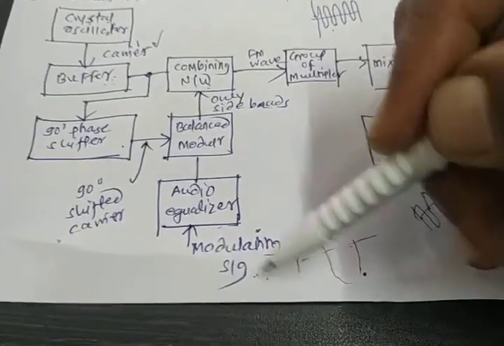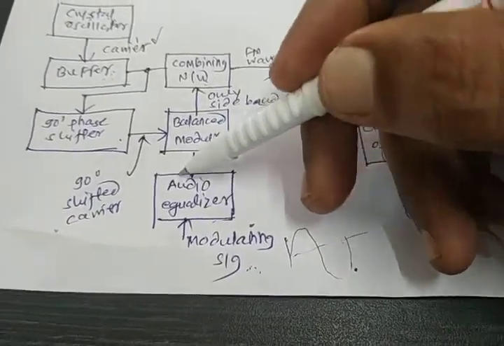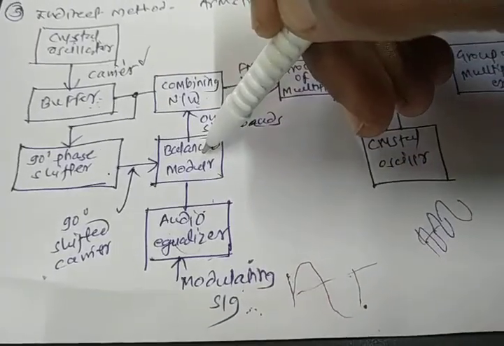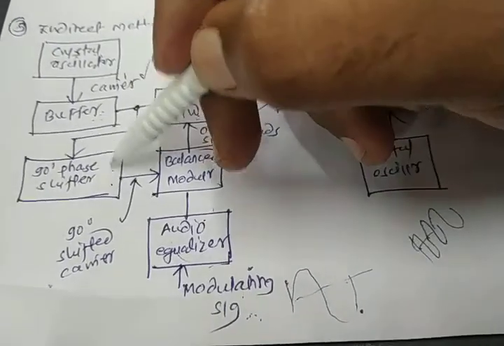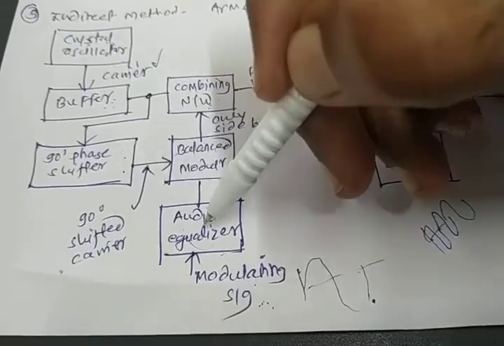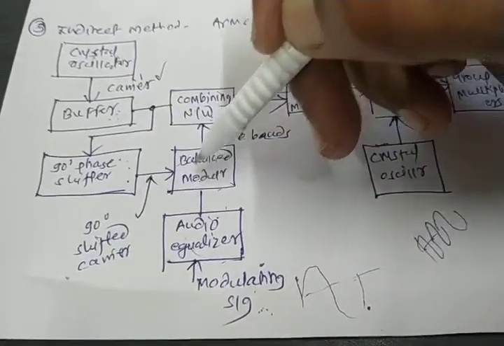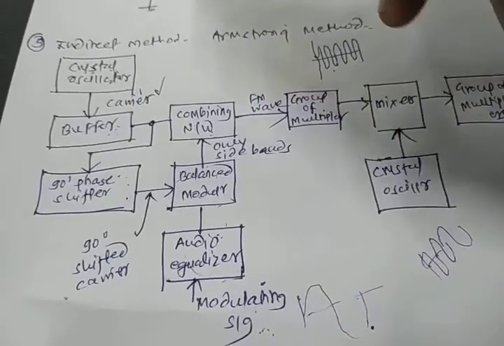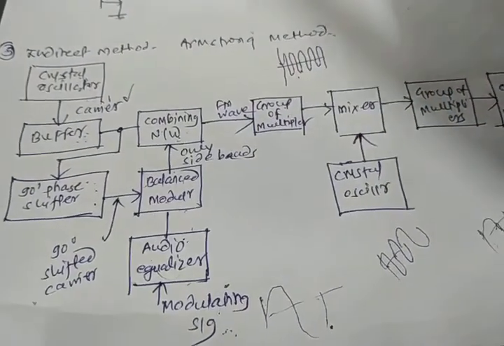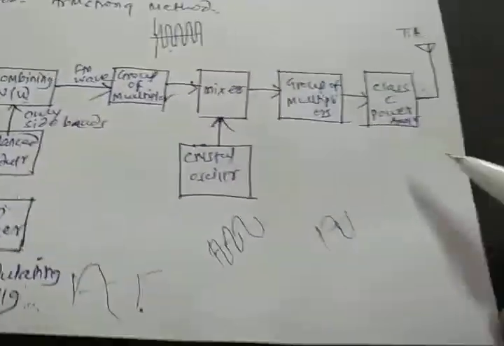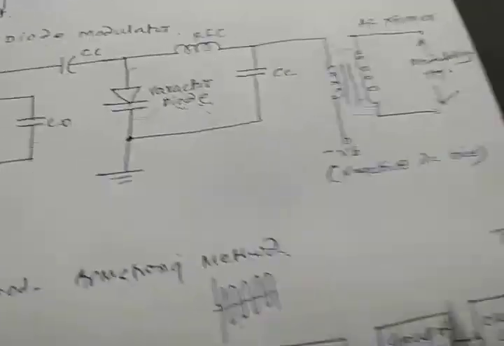The modulating signal we can observe here will be generated by using some audio equalizer circuit, and this modulating signal is then combined into the balance modulator. In the balance modulator we can observe the original signal phase shift and the carrier signal phase shifted sidebands. So the balance modulator generates only sidebands. It will not carry the carrier signal. Sideband means, I will show you.